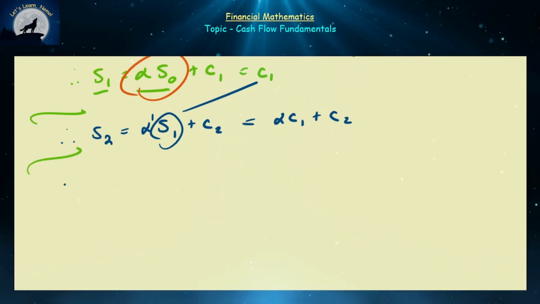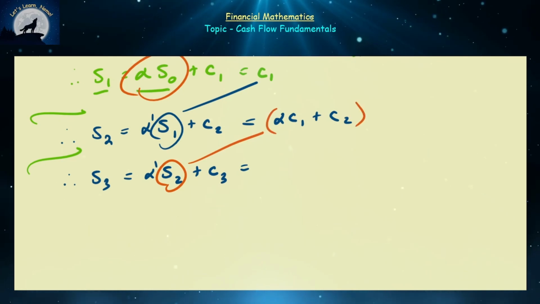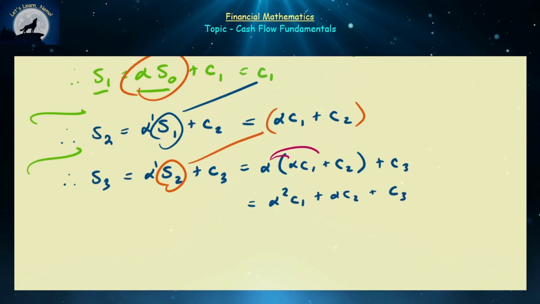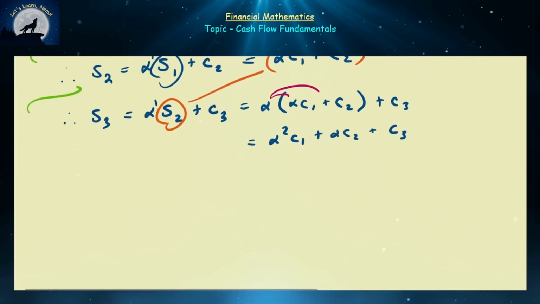So let's move one more step into the future. So we're going to have S3. That's going to be the accumulation of S2 by one time step, because we're going from 2 to 3, plus whatever transaction occurs at time t equal to 3. But we again know what S2 is. S2 is equal to that particular object. So we're going to have alpha times (alpha C1 plus C2). Don't forget your transaction C3, which could be 0, but not necessarily. And then let's distribute this alpha into this object. And that's going to give us alpha squared times C1 plus alpha C2, and then plus C3 at the very end.